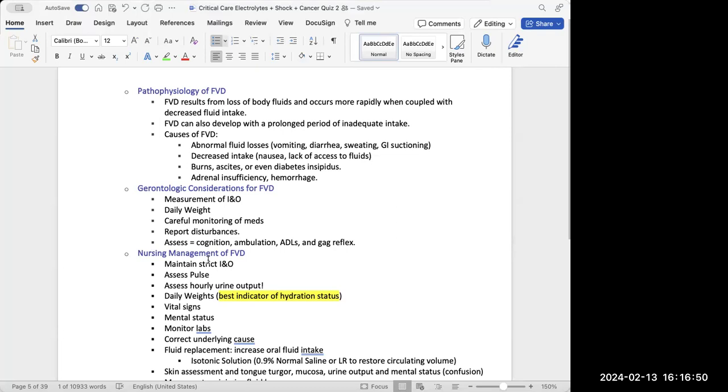So we have to watch out for those things, and we want to correct the issue, right? If the problem is vomiting and diarrhea, we want to stop them from vomiting and going to the bathroom. If it's GI suctioning, we may need to hold off on that. If it's just not taking enough intake, assess that. Try to give them oral fluids. If it's burns, if it's hemorrhaging, replace it with either blood or fluid. You want to treat whatever the problem is.